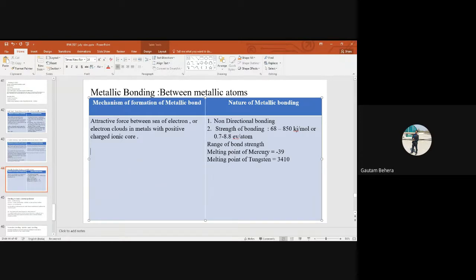I have written the melting point of mercury. You can see minus 39. That means mercury basically exists in the liquid state at room temperature, right? Why? Because it has very low bond strength. But if you consider tungsten, tungsten has a very high melting point. Tungsten is a metal which has a very, very high melting point, 3410 degrees centigrade. You can imagine. Why does tungsten have such a high melting point? Because of this strong metallic bonding. Fine.